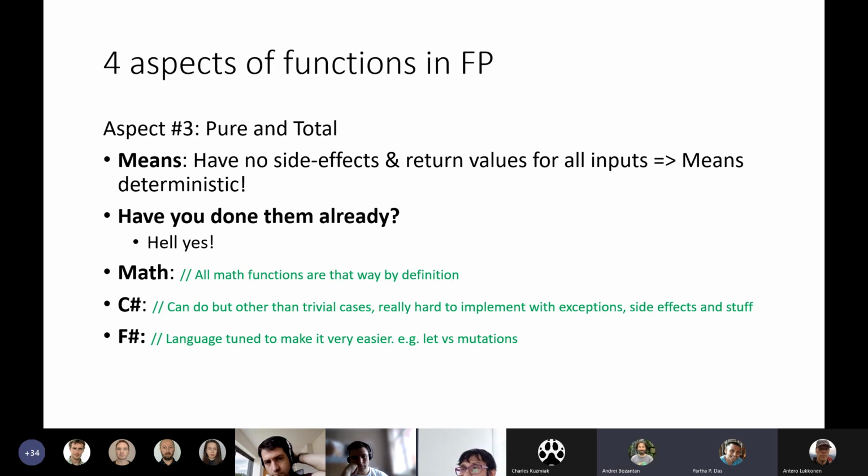pure and total, because I cannot easily have that sometimes in algebraic data types. I cannot have the sometimes very easily, and I cannot get the matching very easily. It's hard. This is what I'm missing the most, and I'm regressing to using exceptions. So yeah, in C#, it's really hard to do this.